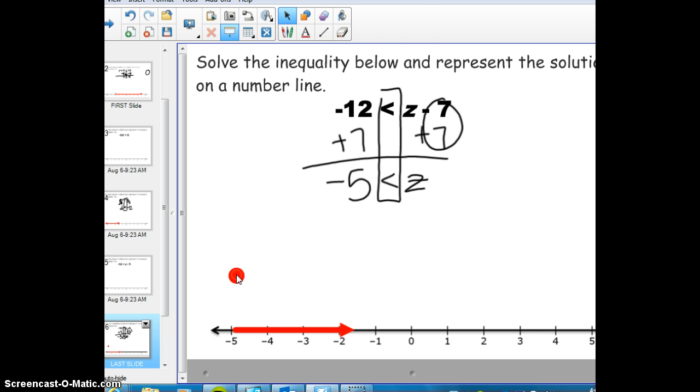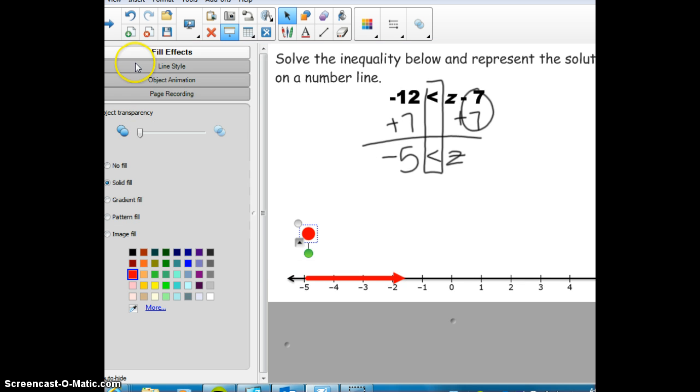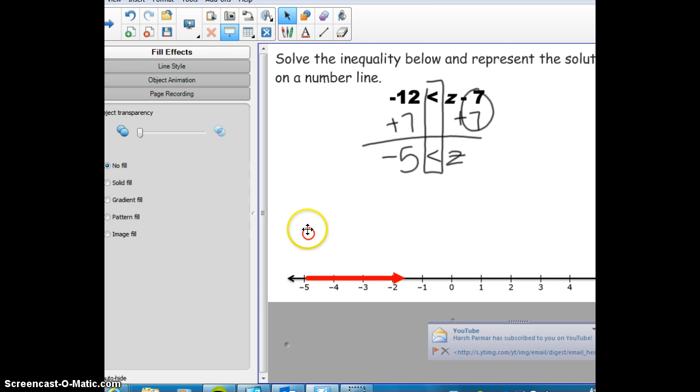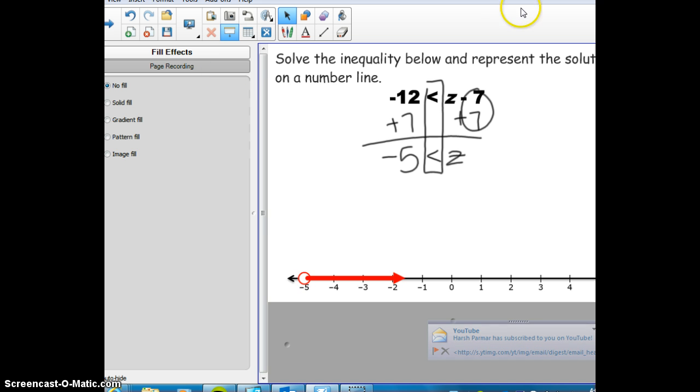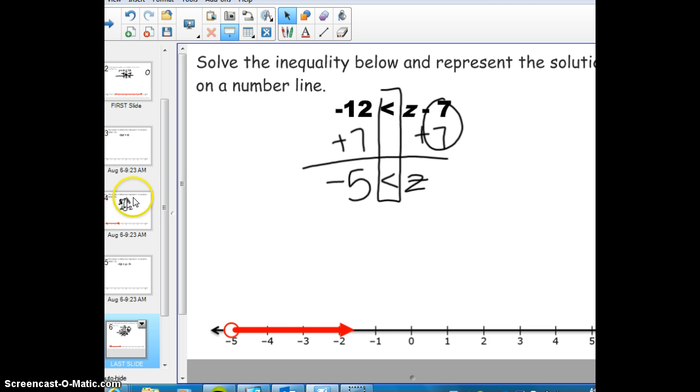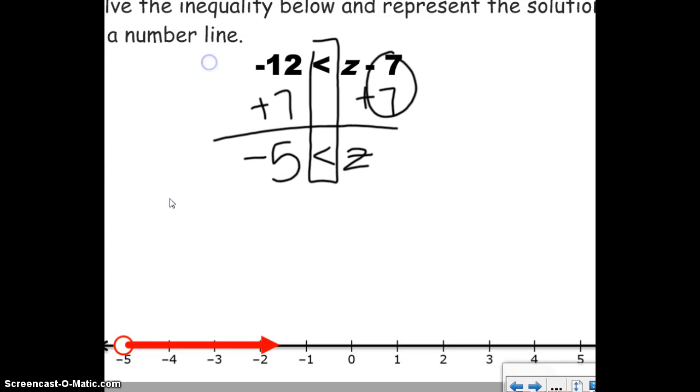Start with negative 5. Sorry about that. Here we go, guys. Here is my inequality. I have an open circle at negative 5, and I want all the numbers greater than negative 5.